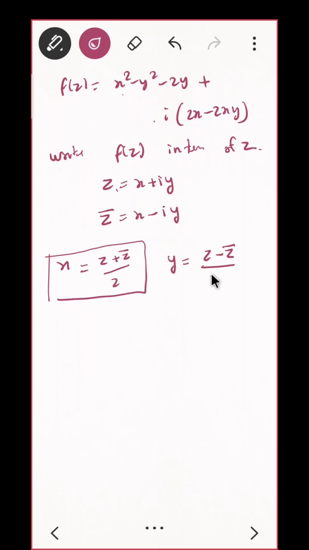Will it be 2? Two i, yes, because I will be an extra term. You need to divide that. Good. So can you do that now? You just need to substitute it here and solve. Can you do that?